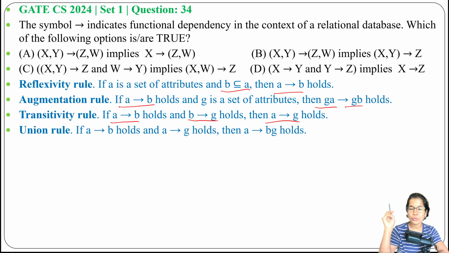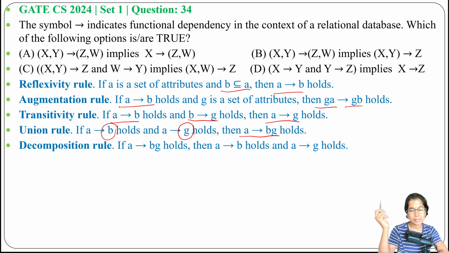Next is union rule. If A implies B, A implies G, then we can make a union of the right side, that is A implies BG. Next is decomposition rule. It's just the opposite of union rule. If A implies BG holds, then A implies B and A implies G hold.